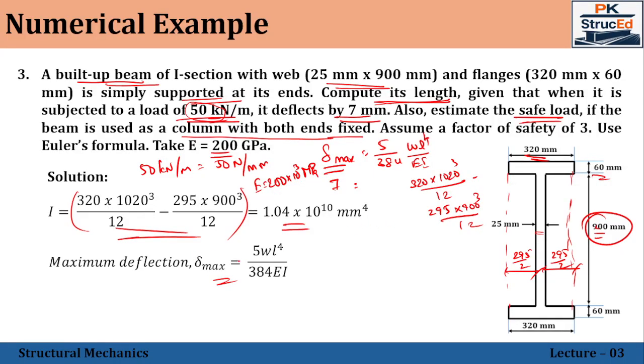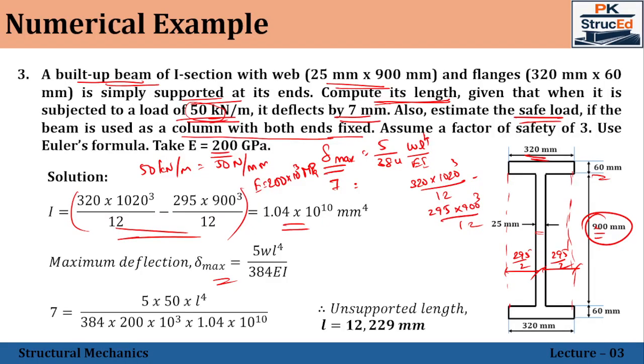Now regarding this one, W is known, E is known, and I has been calculated. So substituting everything, we can calculate the unsupported length as 12.229 meter, or otherwise 12,229 mm.